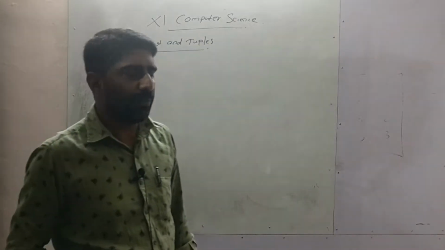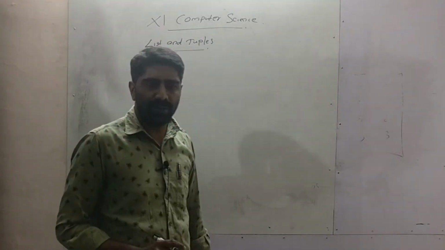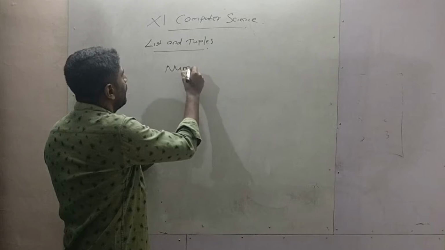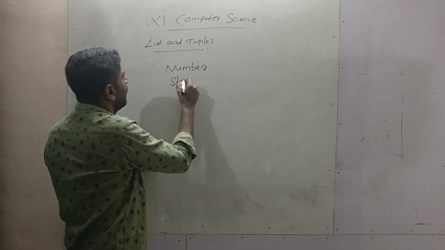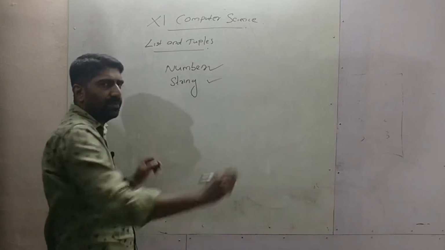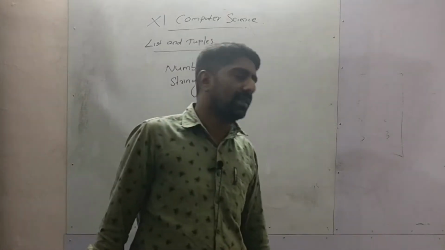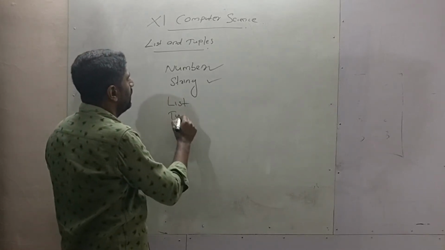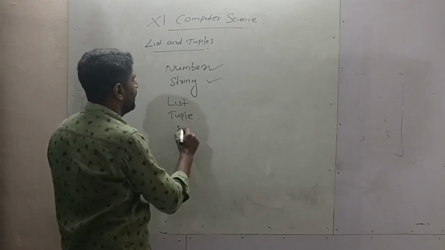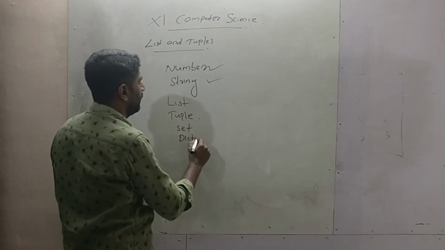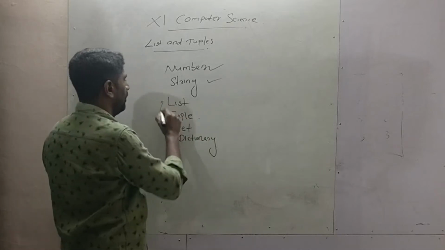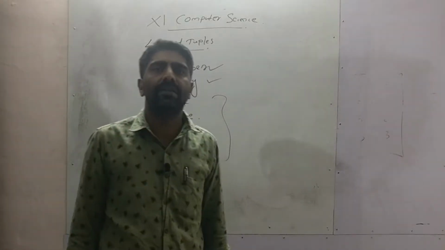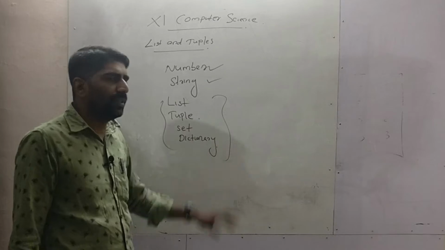Today we are going to discuss the built-in core data types. In the last video we already discussed the built-in data types number and string. But today we are going to discuss other built-in data types: list, tuple, set, and dictionary. These four things we need to discuss now.